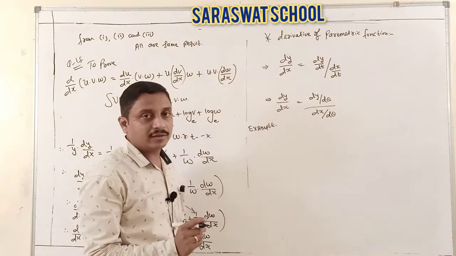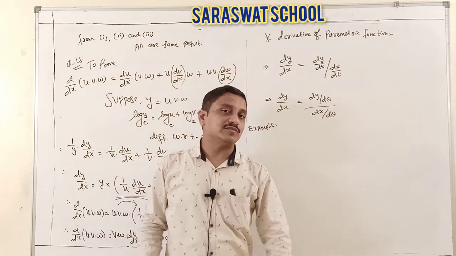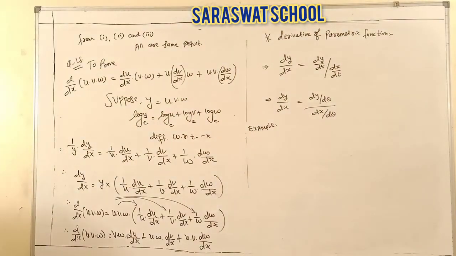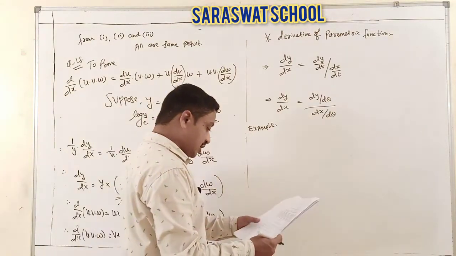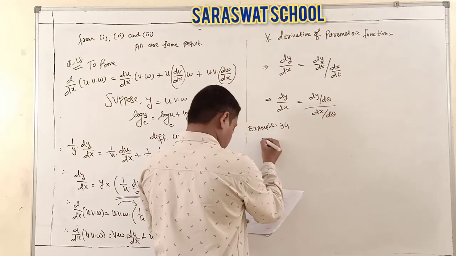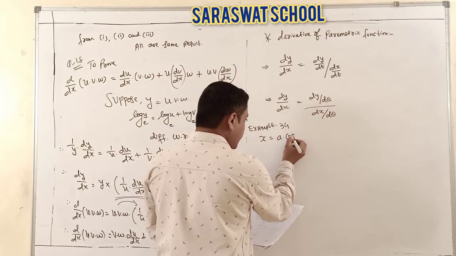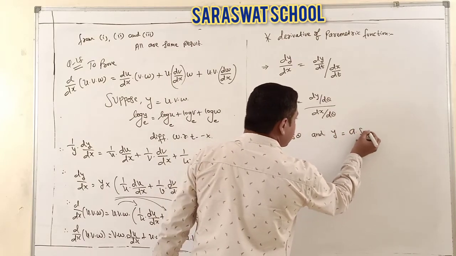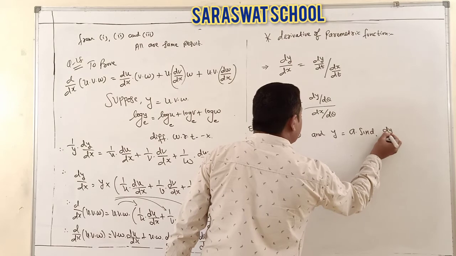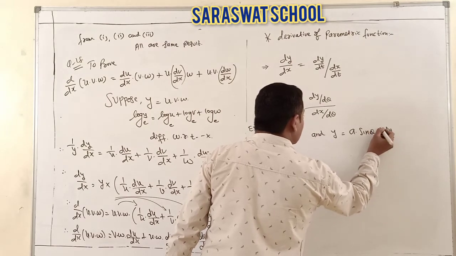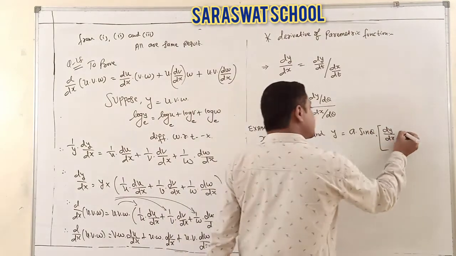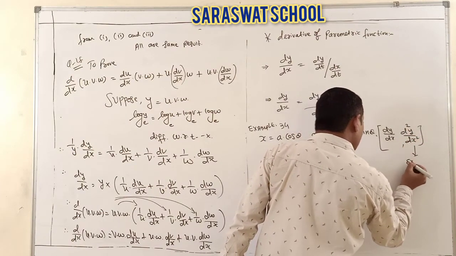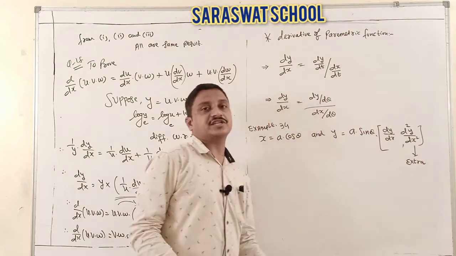Students, in this topic I will explain up to two types of derivative: first order and second order derivative. Yes students, it's very easy. Don't worry. Example 34: if x is equal to a cos theta and y is equal to a sin theta, find dy by dx. Also asking d square y by dx square. This is an extra.